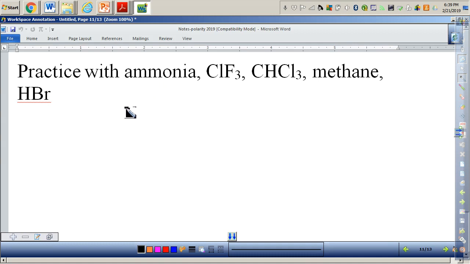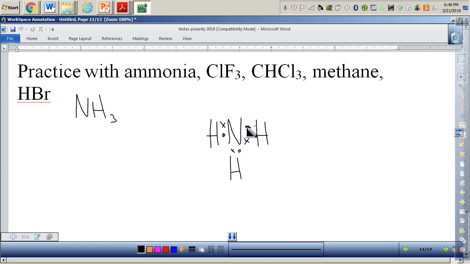So we'll start with ammonia. Ammonia is NH3. For all of these, you have to draw them. Unfortunately, there's no easy way here. Nitrogen goes in the middle. Hydrogen never goes in the middle. Each hydrogen has 1, nitrogen has 5. So this is my ammonia, NH3.